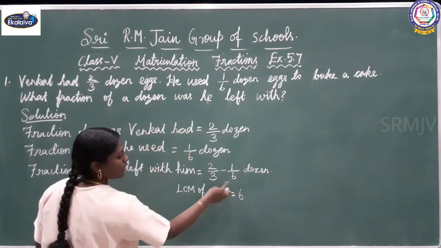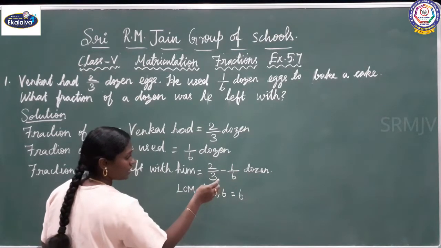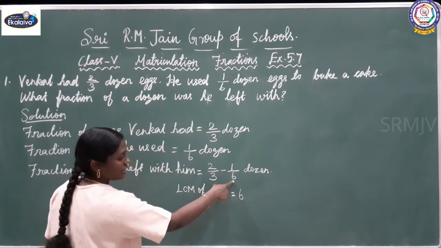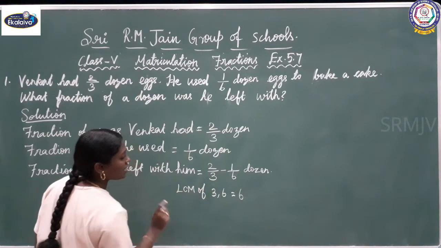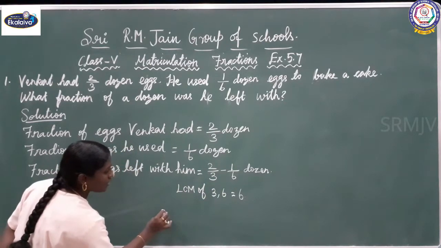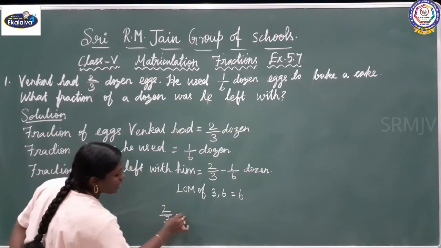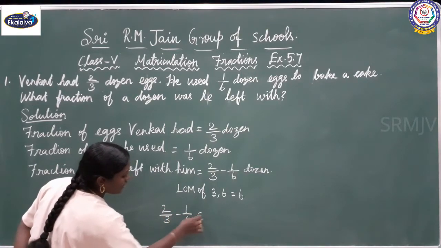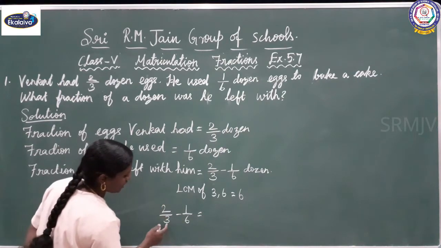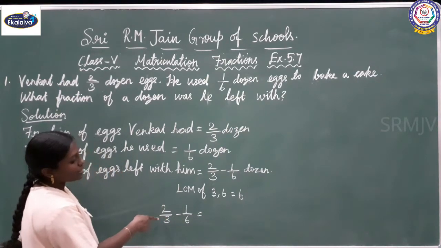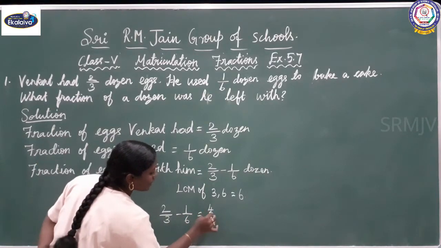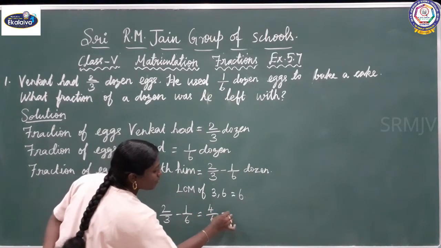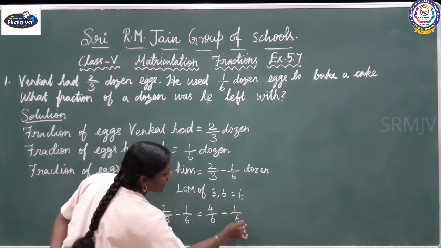So, we have to convert the fractions with the denominator 6. Already in the second fraction, the denominator is 6, so no need to change the second fraction. The first fraction is 2 by 3 minus 1 by 6. Here we have to change the first fraction alone. For that, we multiply the numerator and denominator by 2. Then we will get 4 by 6 minus 1 by 6.